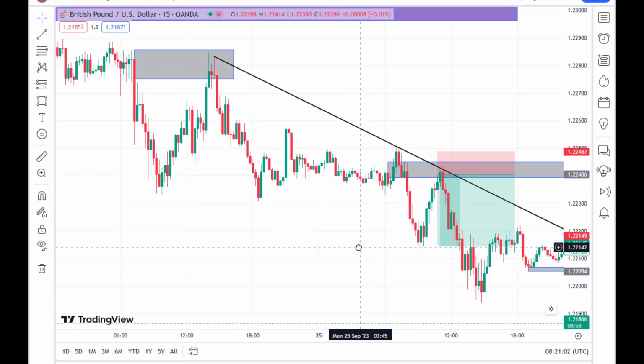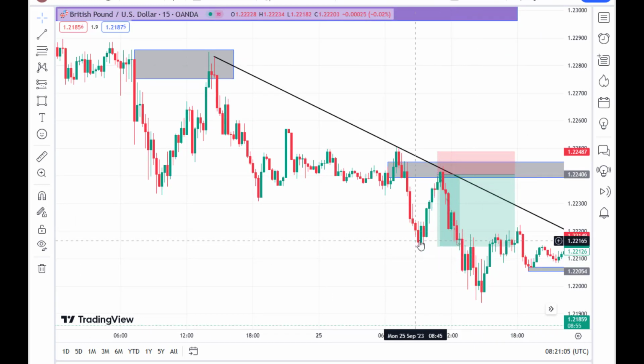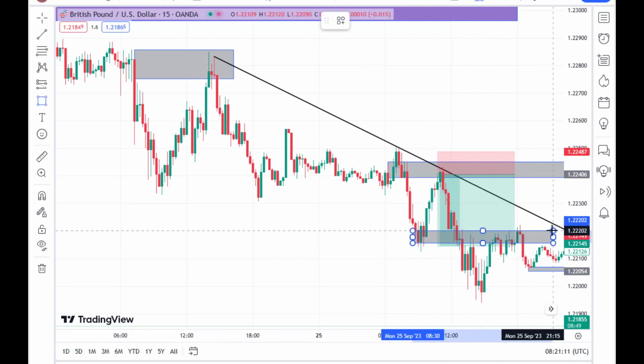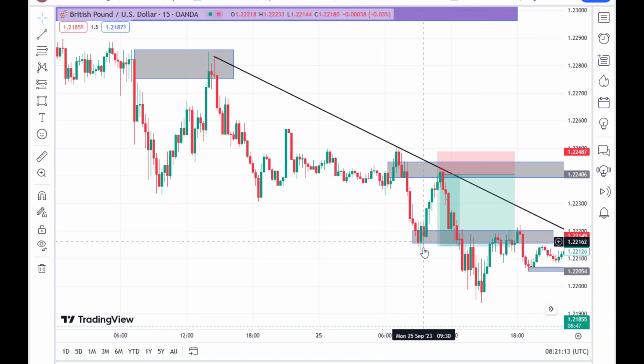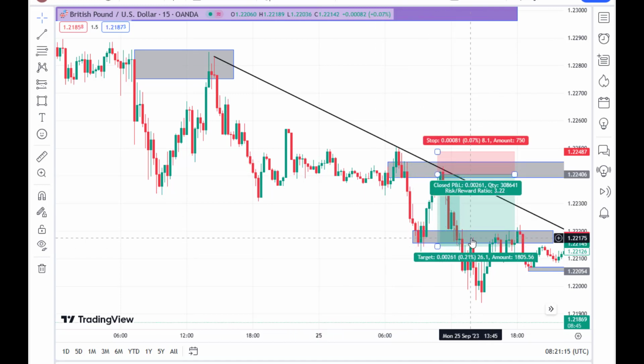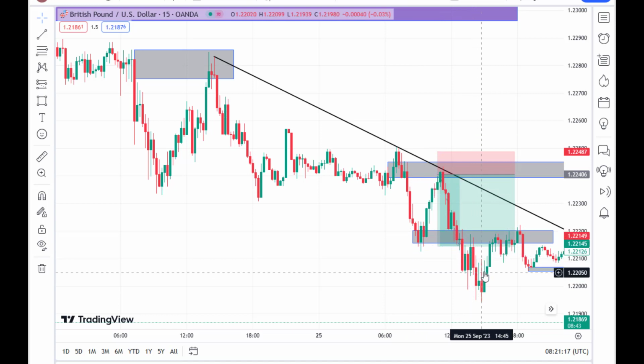Now if you look at it very well, we have another key zone here where price has broken through. So it's like a support becoming a resistance, right? This was support, price rejected, went up, tapped, came back, now rejected, and then broke out, came back and retested the zone.